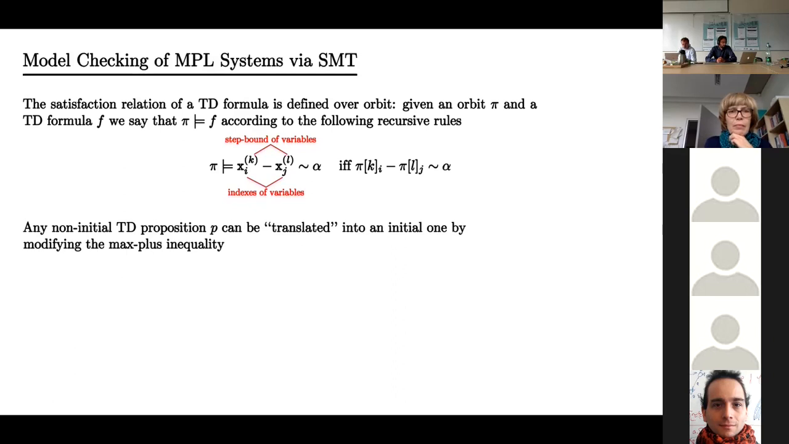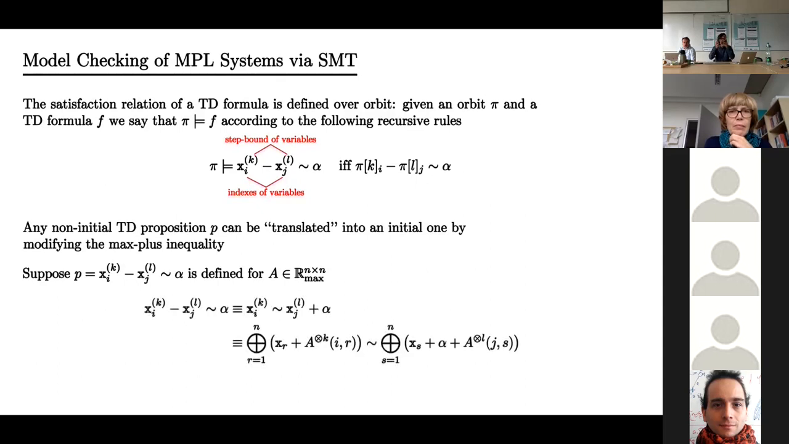Any non-TD proposition defined for a matrix A, where one of the superscripts is not equal to 0, can be translated to an initial one thanks to max-plus algebraic manipulations. The idea is that any proposition can be expressed as a max-plus inequality as follows, which can later be translated into an RDL formula. This process is called get initial.